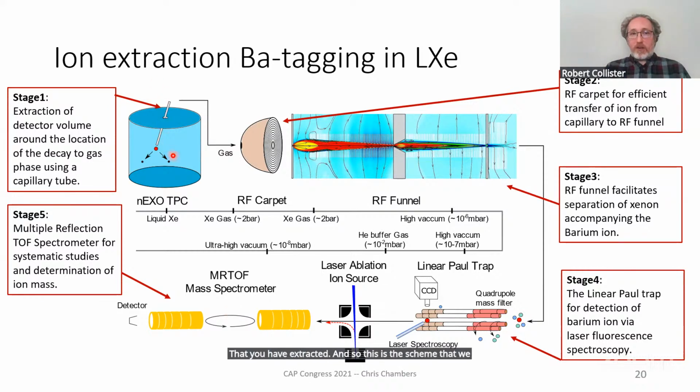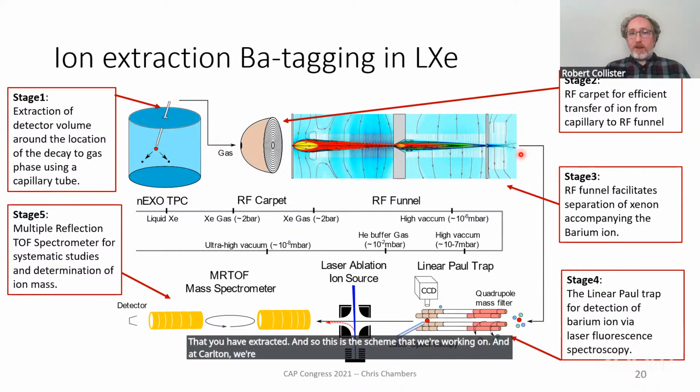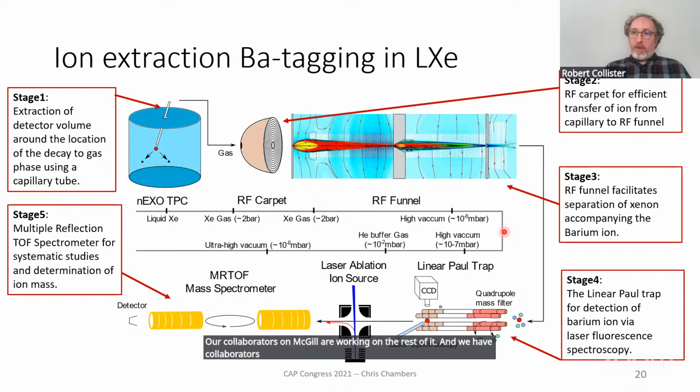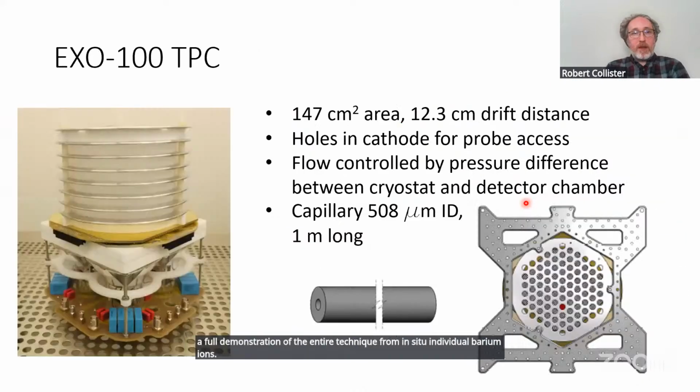And at Carleton, we're working on the extraction side of it. Our collaborators at McGill are working on the rest of it. And we have collaborators at TRIUMF working on barium ion sources to be able to then do a full demonstration of the entire technique from in situ individual barium ions. So let's talk about what we have at Carleton.